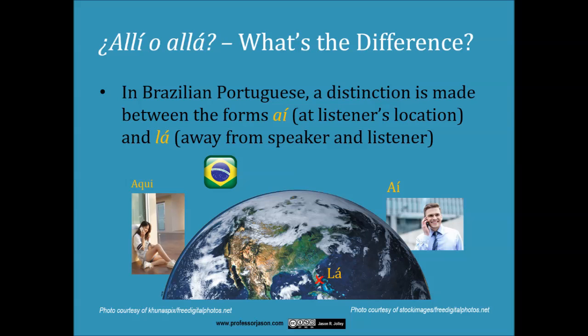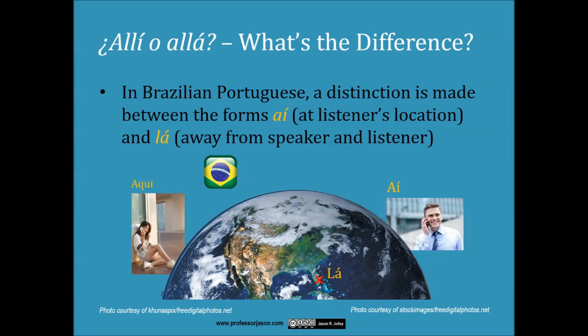Now really, one of the only reasons I brought that up, the fact that what matters is distance from the speaker only, is because in Brazilian Portuguese, you have the adverbs of place aí and lá, which you might associate in your mind, if you're learning both Spanish and Portuguese, with allí and allá. But Brazilian Portuguese is different, and there is a distinction made between the forms aí, which means something far from the speaker but at the listener's location, and lá, which would be something far or away from both speaker and listener.